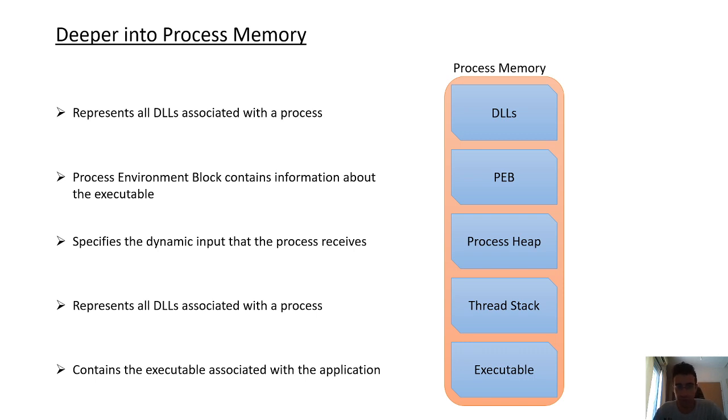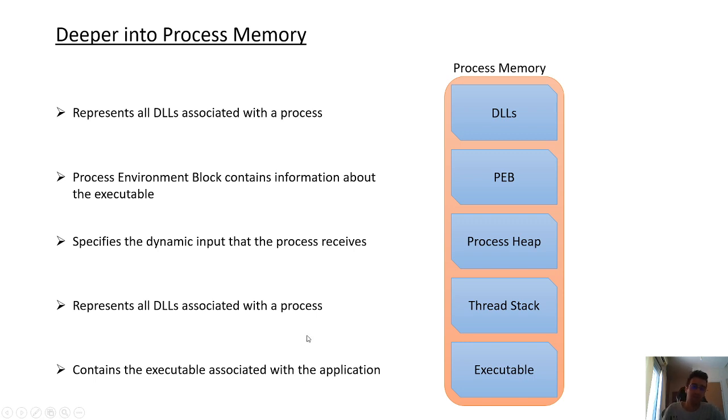The process heap. Each process has a single heap and can create additional ones if needed. The region specifies the dynamic input that the process receives. Thread stack. This region represents the dedicated range of process memory allocated to each thread. Each thread gets its own stack. Lastly, the process executable. This region contains the executable associated with the application. When a program runs, a process is created, and the executable associated with the program is loaded into the process memory. Okay, so as we said, the virtual memory also contains the kernel memory part, separated from the process memory, but contains different components.